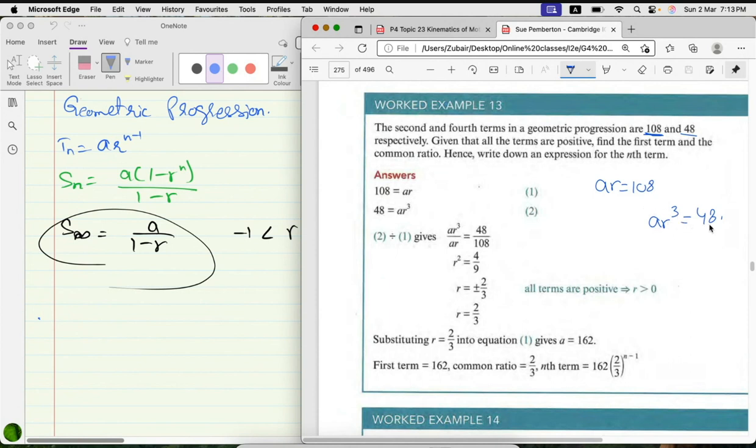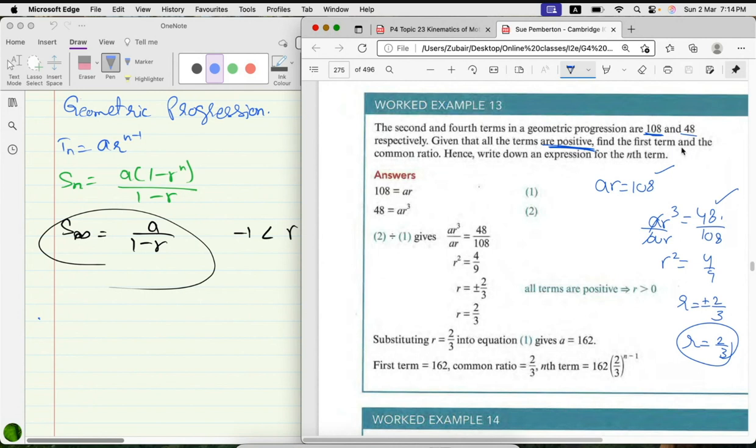So if I divide this equation by the first equation, that is going to give me 108, and A cancels out, R cancels out, left with R square, and 48 divided by 108. I'm using calculator, I'm getting 4 by 9. So when we do square root on both sides, R is equal to plus minus 2 by 3. Now I just have to check if there is any restriction, given that all terms are positive. So if the terms are positive, definitely R is 2 by 3.